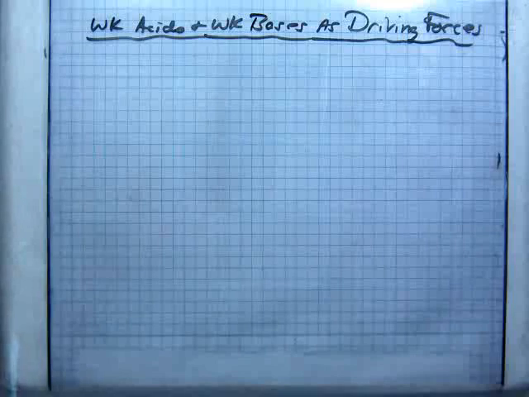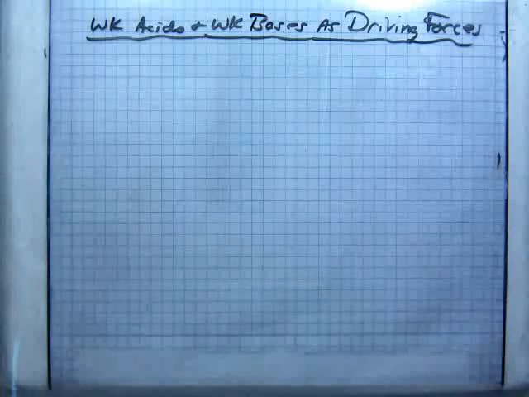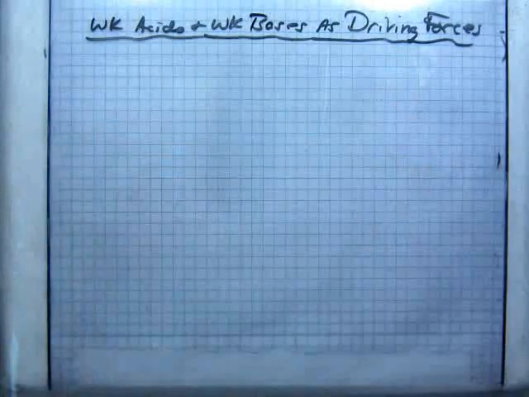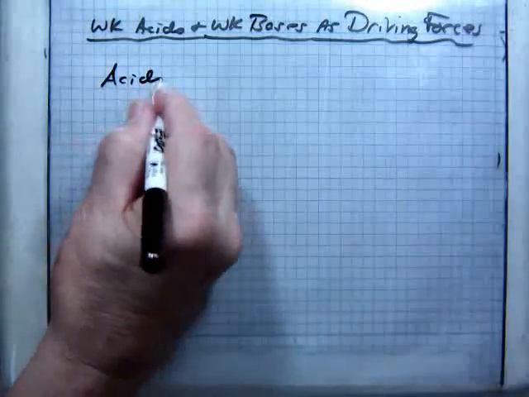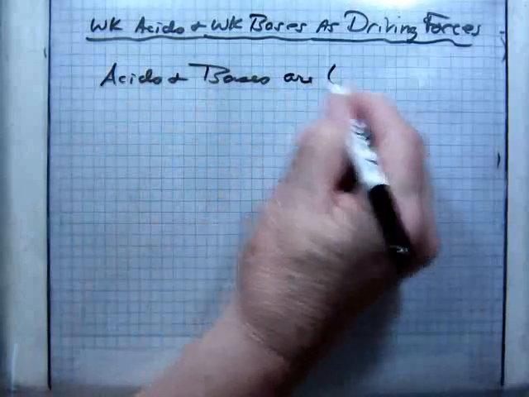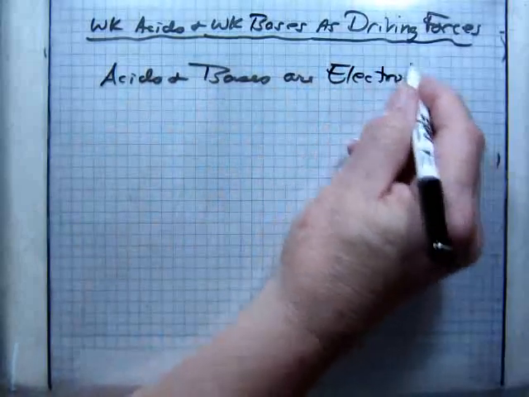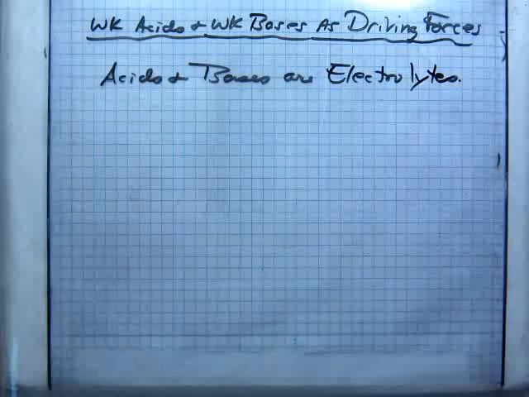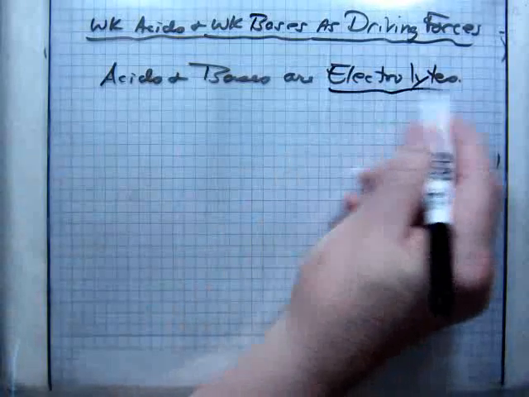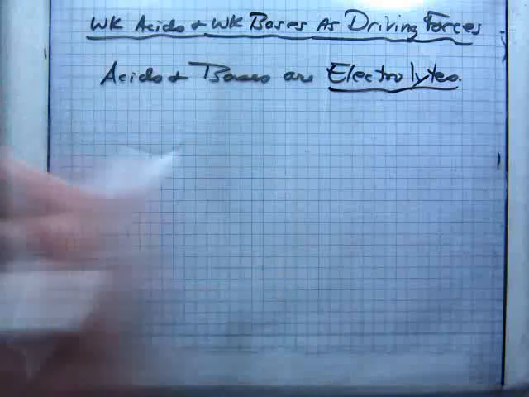Okay. In the world of acids and bases, we begin with the fact that acids and bases are electrolytes. That means when put into water, they ionize and have the ability to conduct an electric charge. That's what electrolyte means.